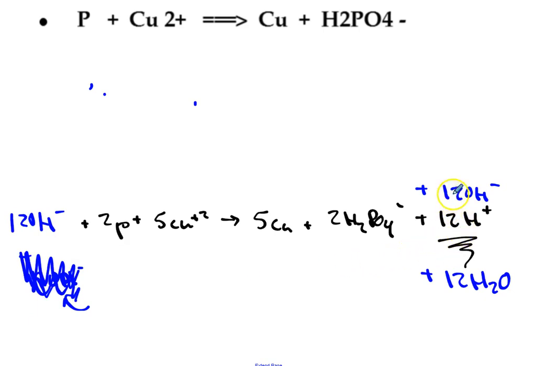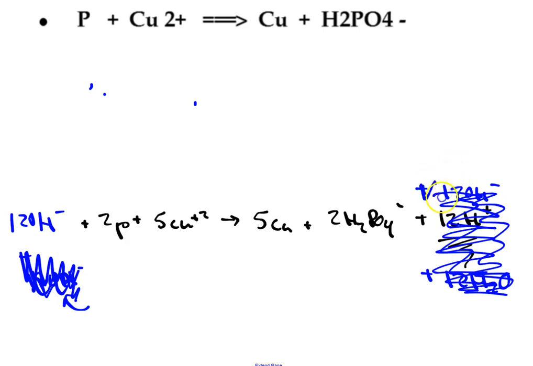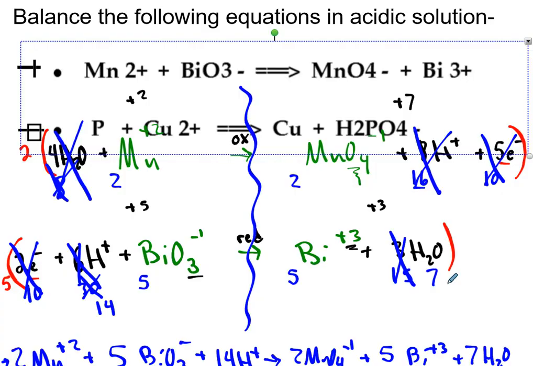And then I subtract 8 from this side, right? Yep. And so now I really had 4 H2O. Okay. Does that sort of make sense? So if it's in a base, you add hydroxide to cancel it out, fix the waters, and go from there.